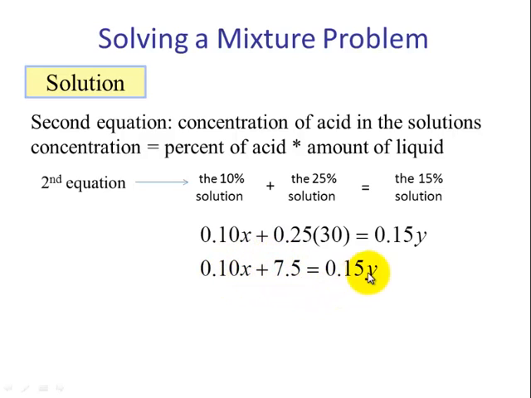I'm going to take this equation and solve for x. To get rid of the decimals, I multiply everything by 10. So 0.10x becomes 1x, 10 times 0.75 becomes 75, and that's equal to 10 times 0.15, which gives us 1.5y. Solving for x, I subtract 75 from both sides, and we have x equals 1.5y minus 75. So this equation is equivalent to this equation.